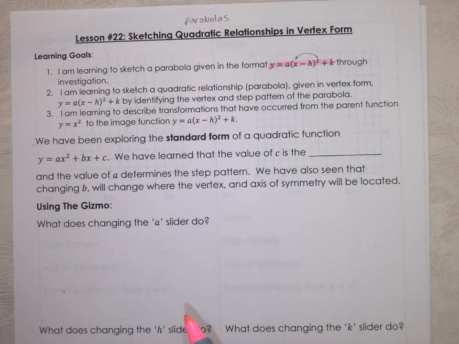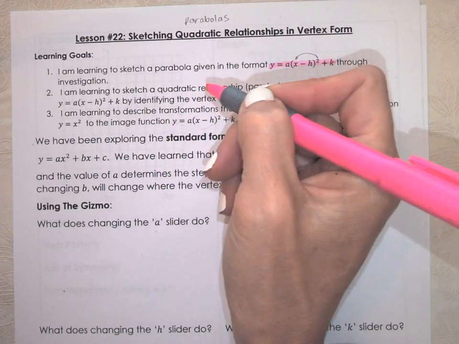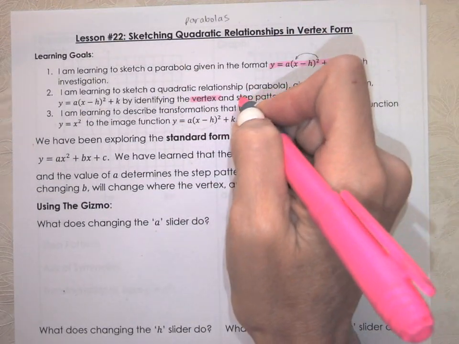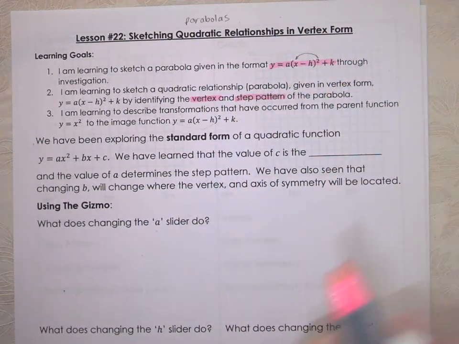And we're going to learn to sketch a quadratic relationship, which is a parabola given in vertex form by identifying the vertex. So we call it vertex form because it's really easy to pick out the vertex. And also we'll be able to identify the step pattern just based off of the equation of the parabola. And those are the two things we need to be able to draw any parabola. And we're learning to describe transformations.